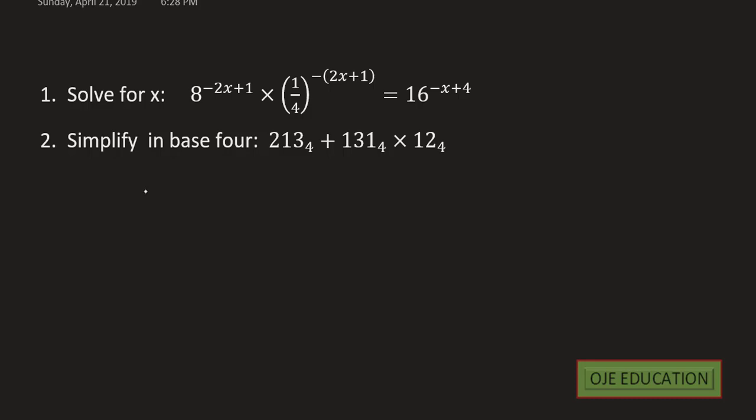All right, we want to look at this question. Solve for x: 8 to the power of (-2x+1) times 1 over 4 to the power of this equals 16 to the power of this. So looking at this, we know this is law of indices. Now we look at the base. The base here is 8, the base here is 4, then the base here is 16.